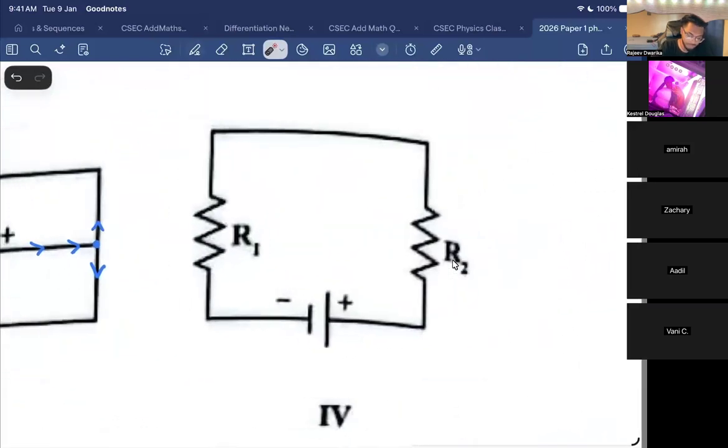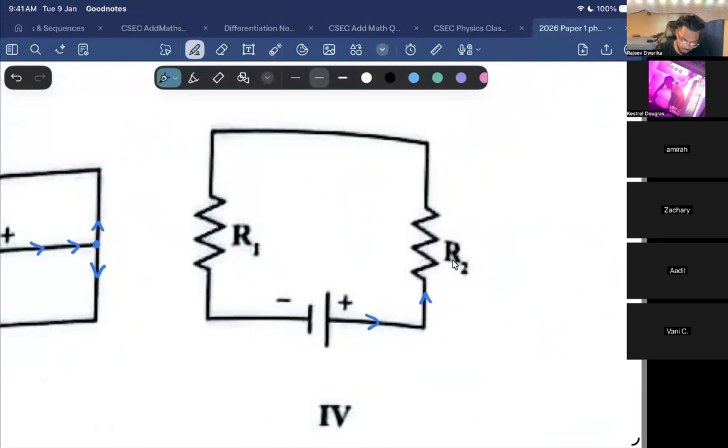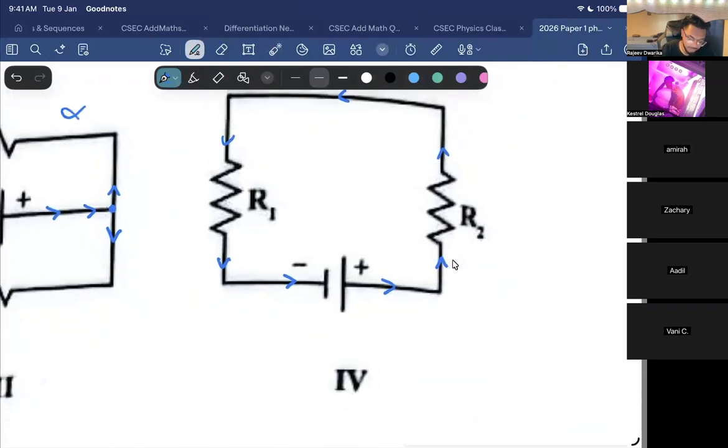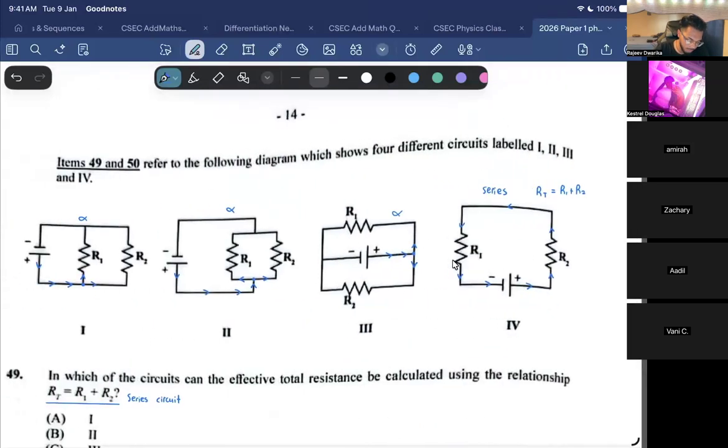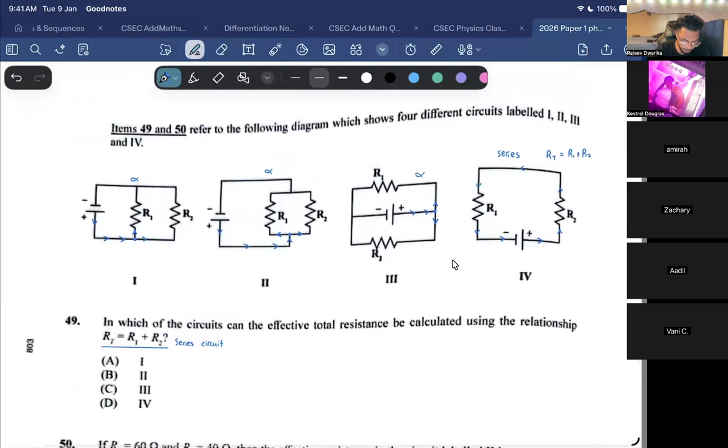Let me check this one out. Are you seeing any junctions anywhere? No. So this represents our kind of circuit, series. And if it's a series circuit, then the total resistance could be what? R1 plus R2. So what's the answer for 49? Four. D, right? Cool.